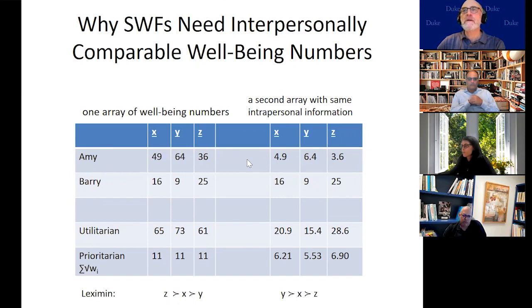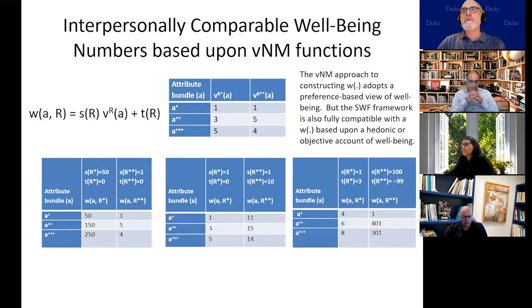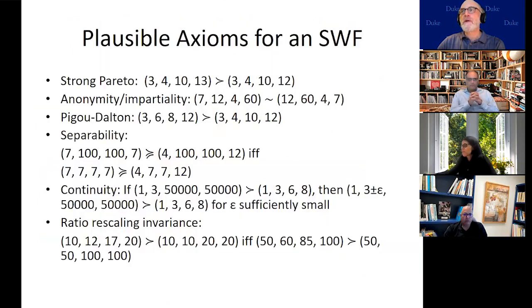Okay, so I have a theory about how to do that. I talk about that in the book, but I think as an intuitive matter, people agree you can make interpersonal comparisons. It's only within the confines of a certain view, in traditional welfare economics, that there's skepticism about that.